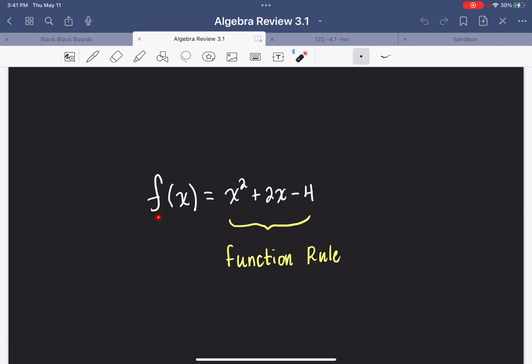So when you have a function like f of x equals x squared plus 2x minus 4, the x squared plus 2x minus 4 is called the function rule. It tells you what you're going to do once you know the value of the x, the input value.